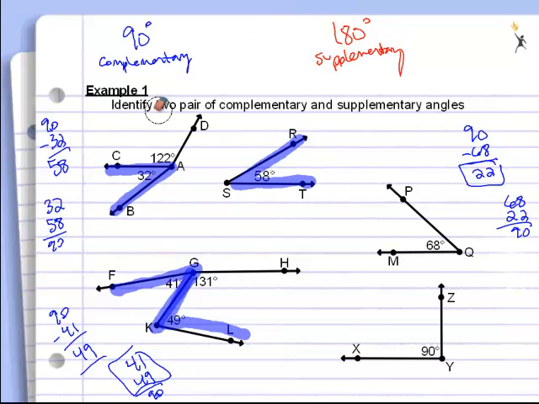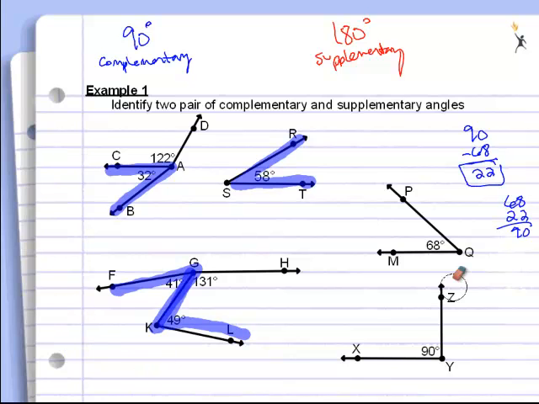I'm going to erase these little addition marks because they helped us identify supplementary or complementary angles. Now we want to try and identify supplements, things that add up to 180. Again, I'm just going to go clockwise. 122. Now, I couldn't use it for complements, but I can use it for supplements. If I want to use it for supplements, I need to figure out what other angle it would work with.